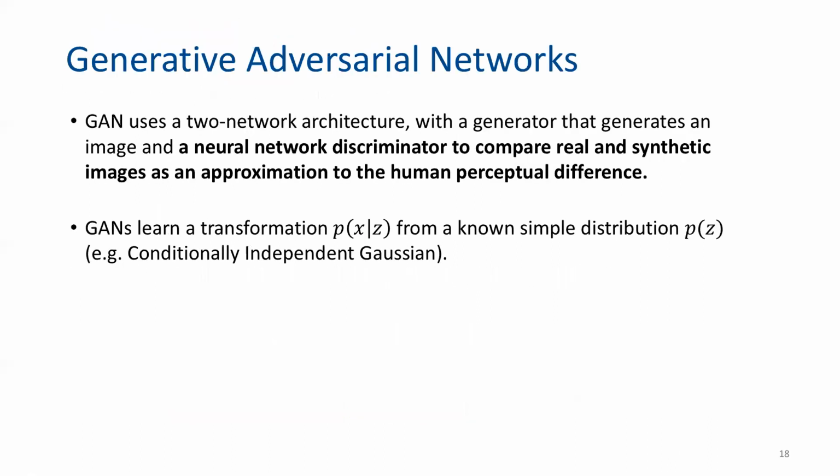Okay, so again, it has a 2-network architecture. There's a generator that's generating images from some Z, and then a neural network discriminator that's comparing the 2 sets of images and, roughly speaking, trying to approximate a human critic. And the GAN learns a transformation from some kind of random sample distribution P of Z, typically a Gaussian, to the actual image space.